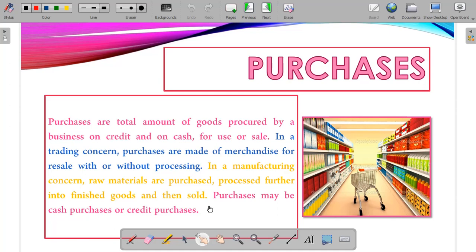And purchases include both cash purchases and credit purchases, right? When I talk about purchases, it can be cash as well as credit.